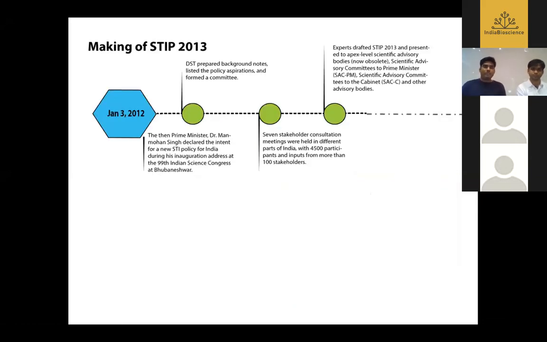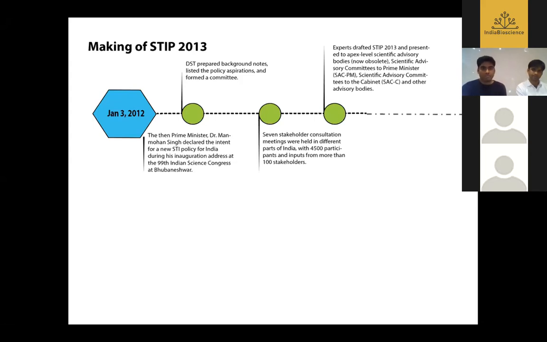So this is a case example of how STI policy 2013 got formulated. Like I said in the previous slide, at the 2012 Indian Science Congress the Prime Minister announced the intention of having a new science policy. That also has to do with the same Prime Minister announcing the 2010 to 2020 decade as the decade of innovation for India. So there is always a connection between political ambitions and the policy documents.